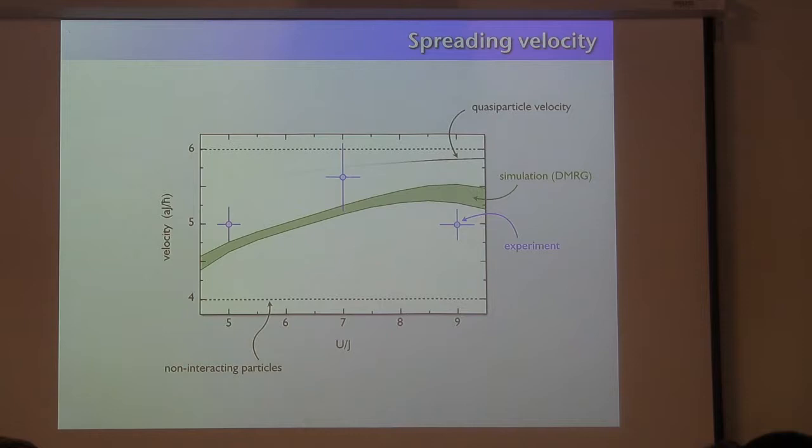Any ideas? Well, first think: we have two holes, one moving left, one moving right. So each of them can move with a maximum velocity of 2 Ja. That means it could be 4 Ja, it should be 4 Ja, but it's 6. Why is it 6? What makes it 6? Do you have an idea?